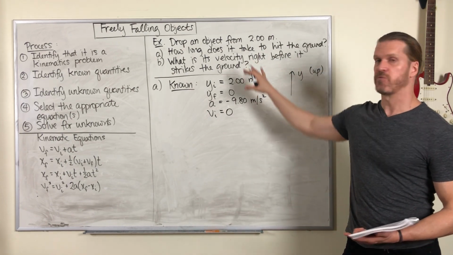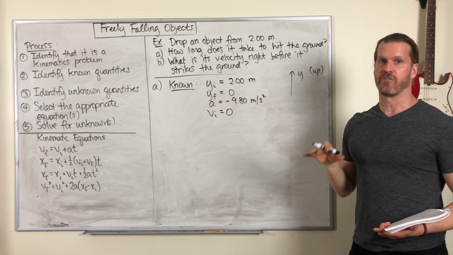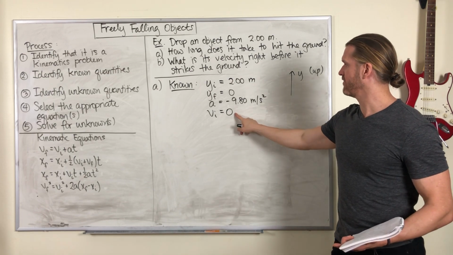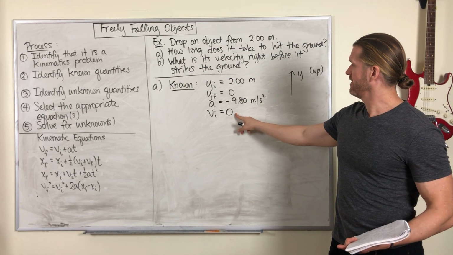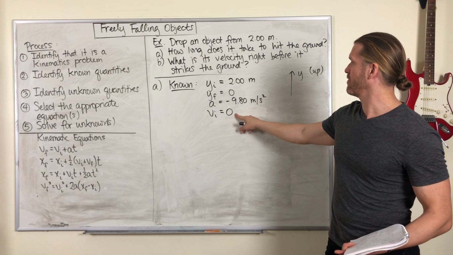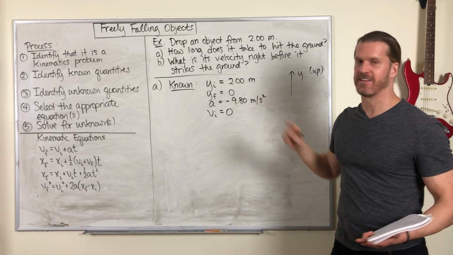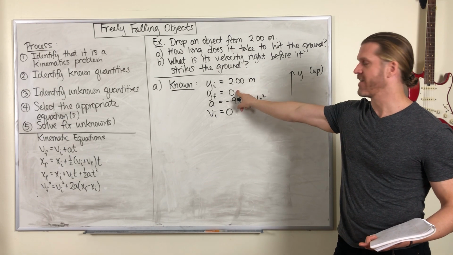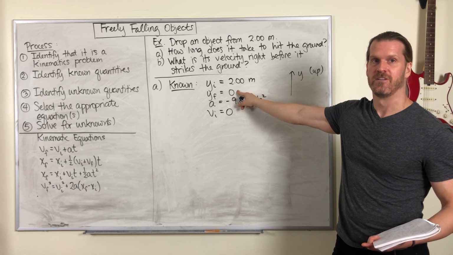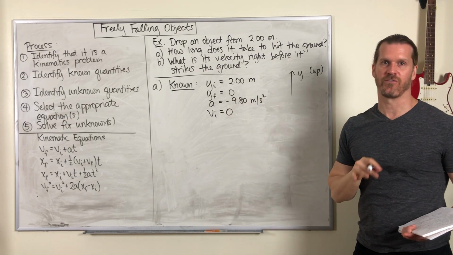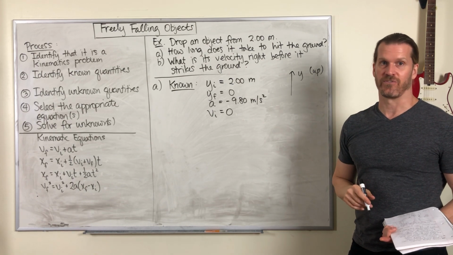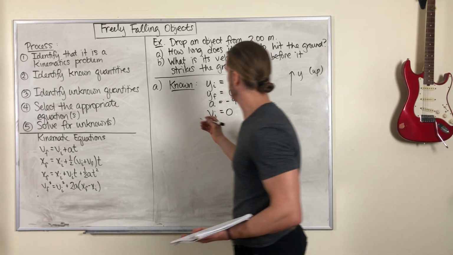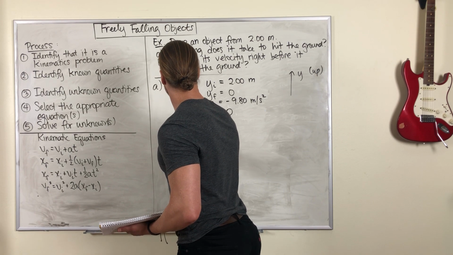So again, sometimes when you read these problems, it's not going to outright say the values of certain things. This problem didn't say y final equals 0, v initial equals 0. It said it hits the ground, so we can assume that the final position is 0. And it said drop, so we can assume that the initial velocity was 0. All right, our unknown quantity.